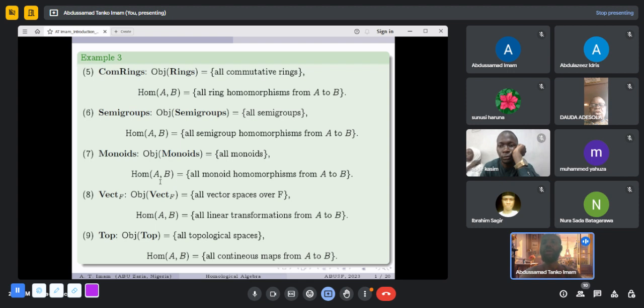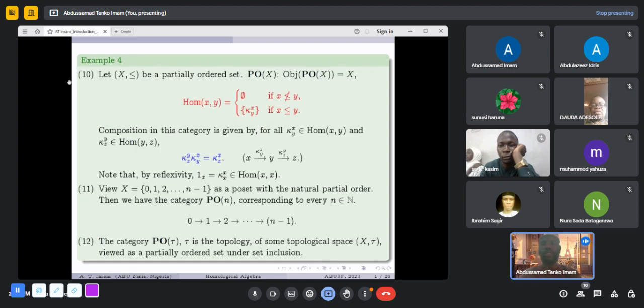But we talk about categories where the objects are not necessarily sets. And this is presented in example 10, where we take a partially ordered set and we declare the class of objects to be that set, the underlying set of the poset. So we have a set with a partial order structure, and the elements of the partially ordered set are now the objects.